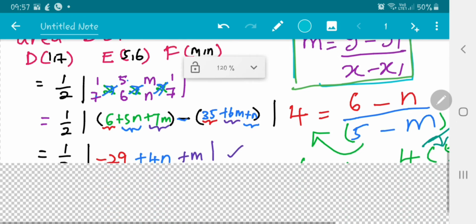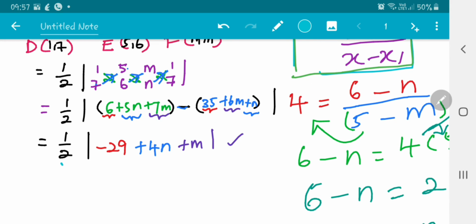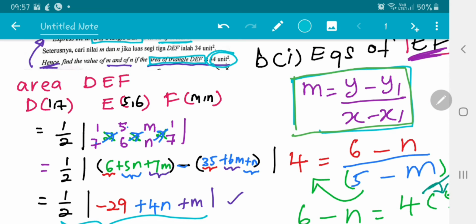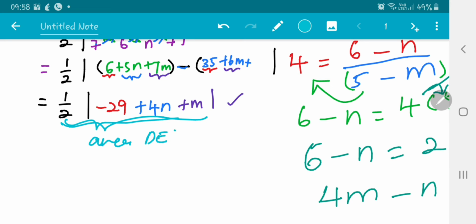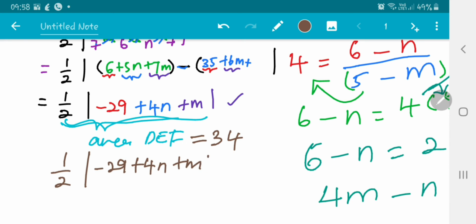Okay, ini tadi area of the triangle DEF in terms of MN. And actually, the next part dia kata area itu sebenarnya nilainya adalah 34. So, kita boleh equate to 34. So, actually this is the area of triangle DEF in terms of MN, where actually the value is 34. So, okay, we just use the same thing. Kita guna saja, equals to 34. Okay, now let's solve.